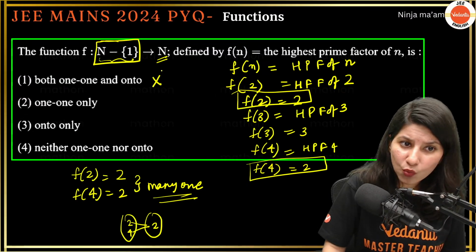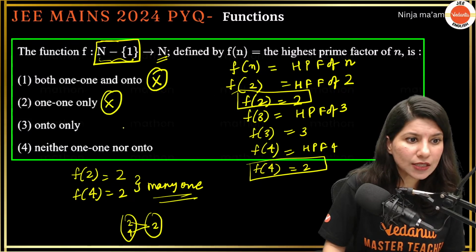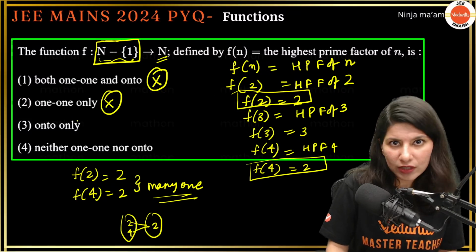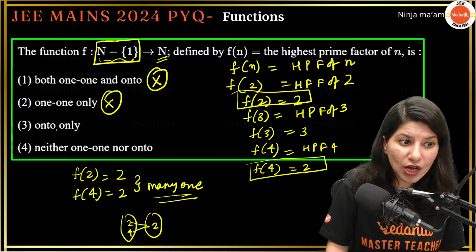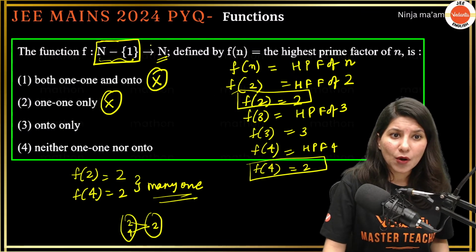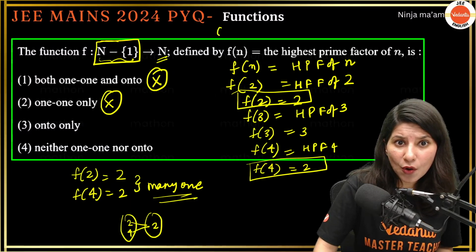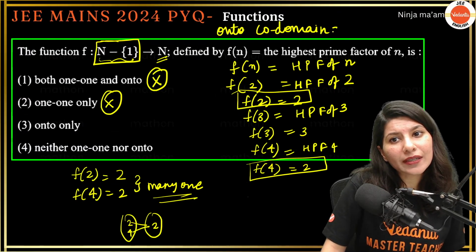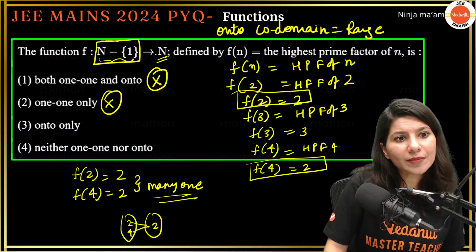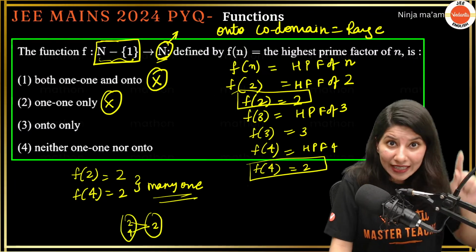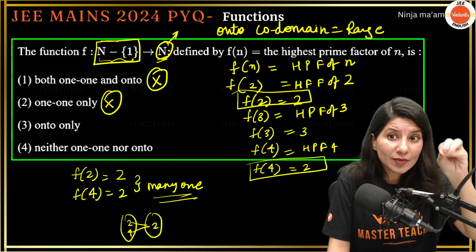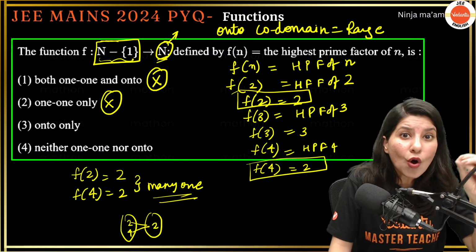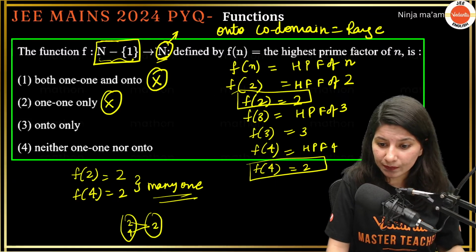That means the first option is incorrect, the second is also incorrect, and the third and fourth could be either. Now on onto: if a function is onto, that means codomain and range should be equal, right? What is codomain? Can anybody tell me? Codomain is the second set, it is not the range, understand? The second set, all natural numbers, is the codomain. So your range should be all natural numbers. You should get all natural numbers in the output.